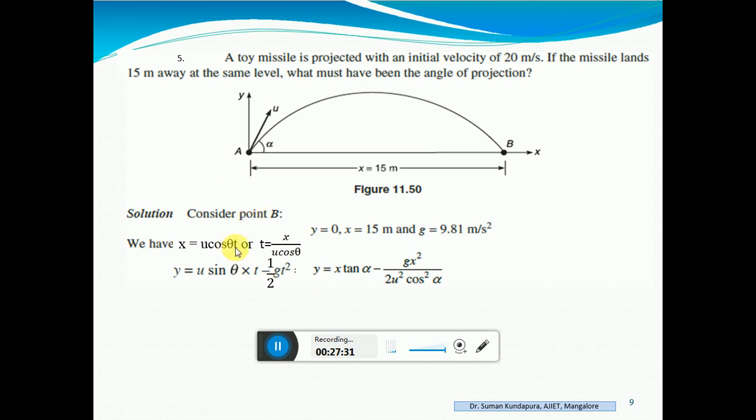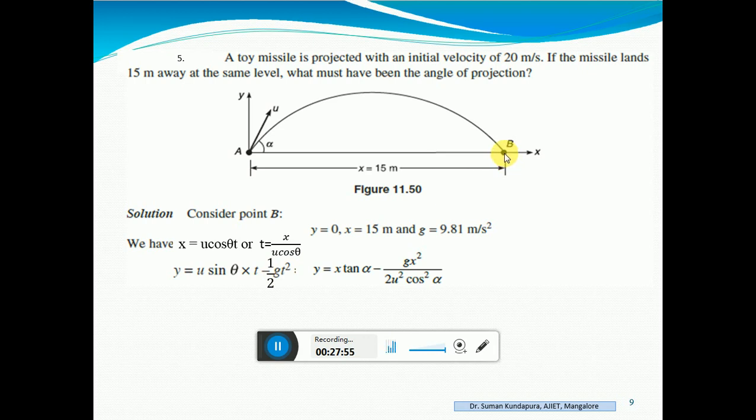So what we will do is, we will take this equation y is equal to u sin theta t minus half gt square at this point B, where x is 15, okay, but the y component becomes 0, so that we can reduce the number of unknowns here.